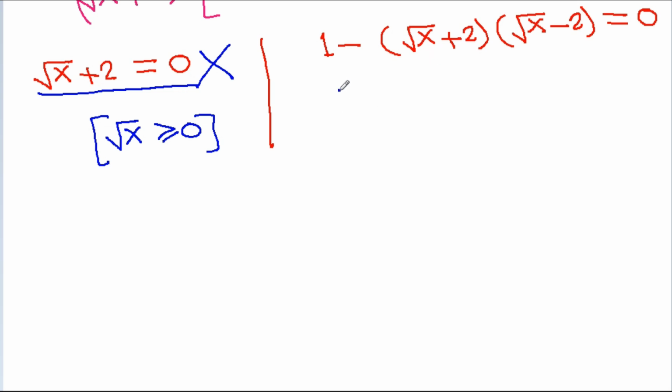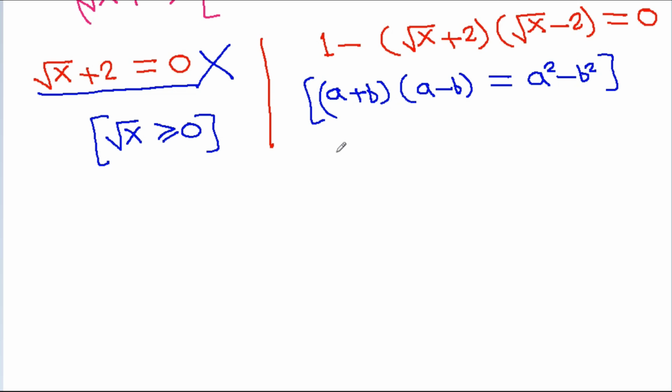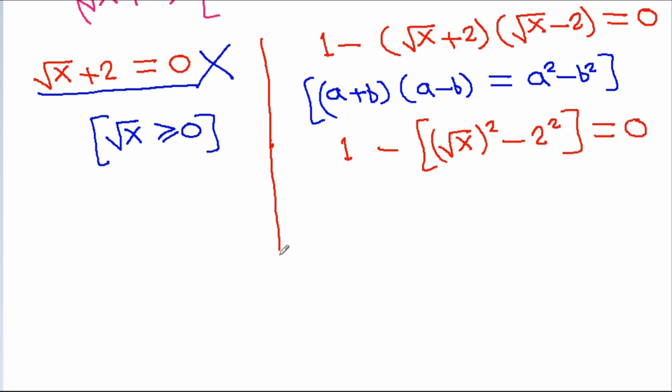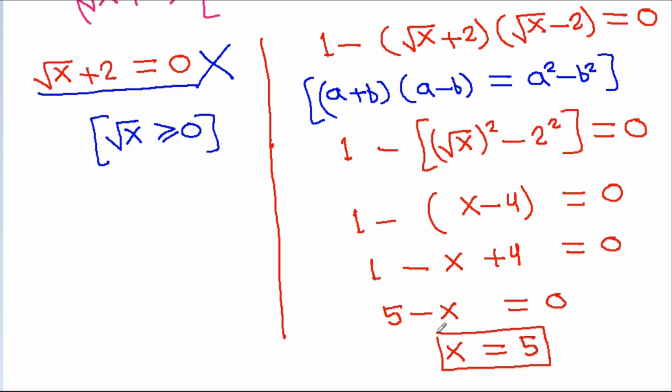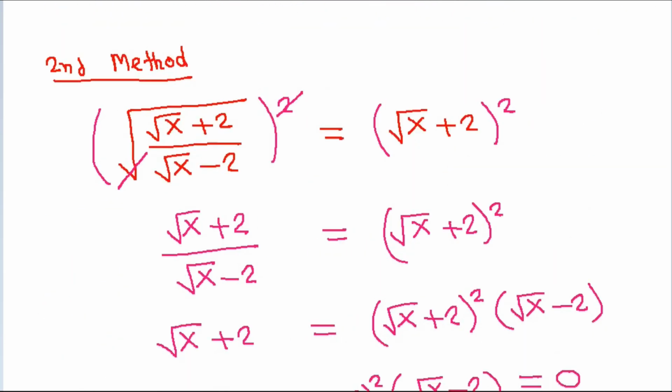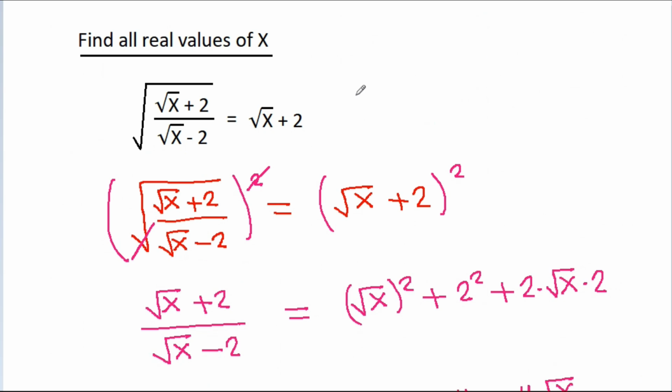And from here, we know that (a+b) times (a−b) is equal to a squared minus b squared. So it will be 1 minus (√x squared minus 2 squared) is equal to 0. And it is 1 minus (x minus 4) is equal to 0, and it is 1 minus x plus 4 is equal to 0, and 5 minus x is equal to 0, so x will be equal to 5. x is 5.